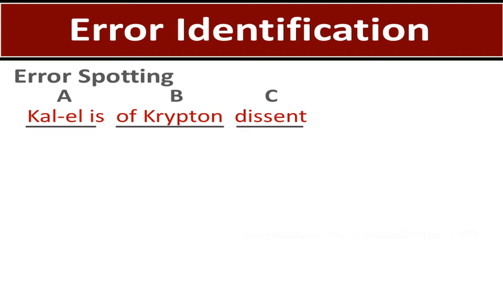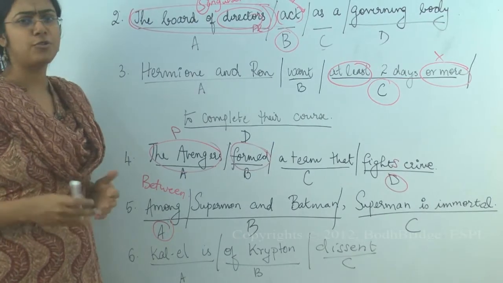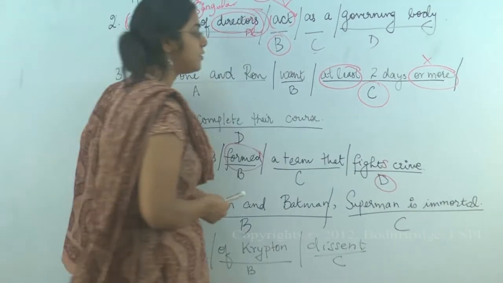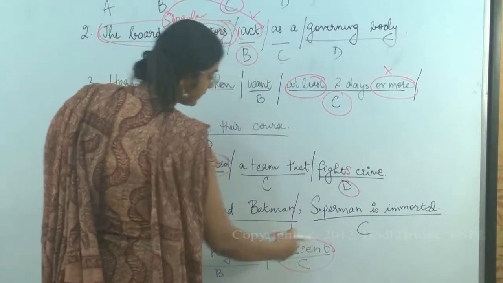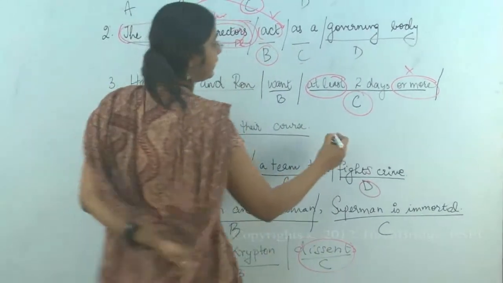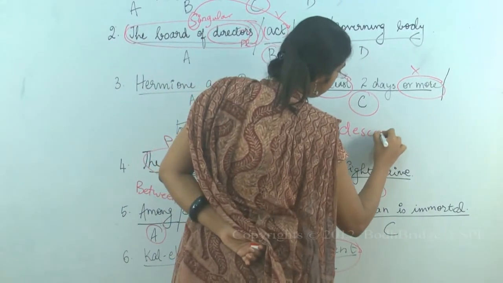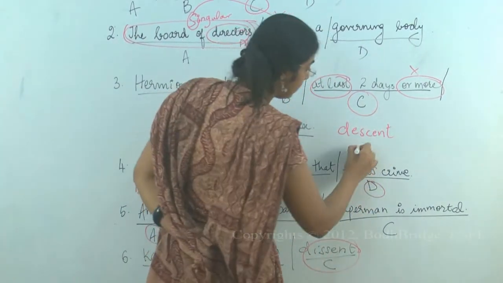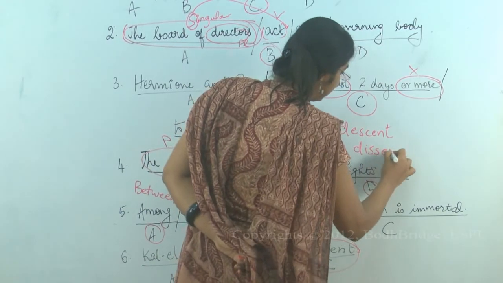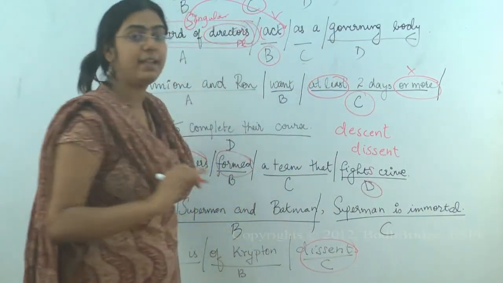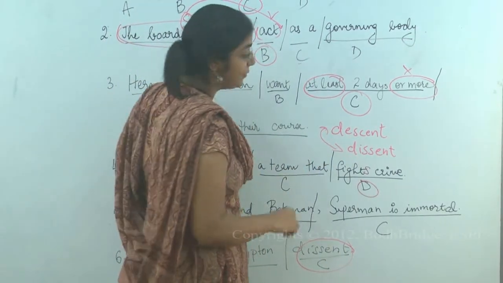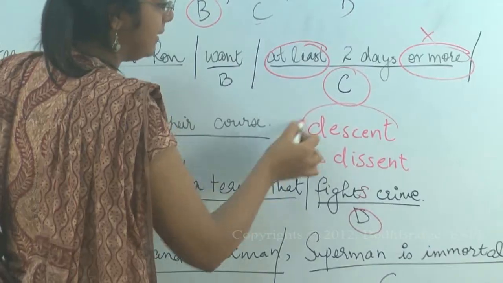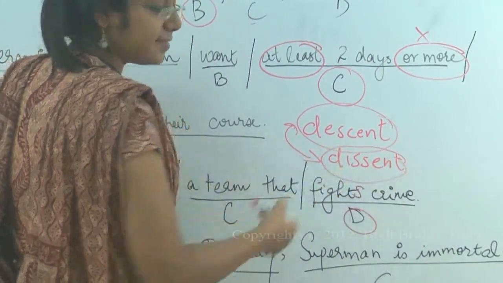Carl L is of Krypton descent. Okay, so who is Carl L? Obviously, son of Krypton. Superman's Krypton name is that. Okay, now look at this word, descent. D-E-C-E-N-T. D-I-S-S-E-N-T. Now, they can be confused. Here, you actually mean descent and not this descent.